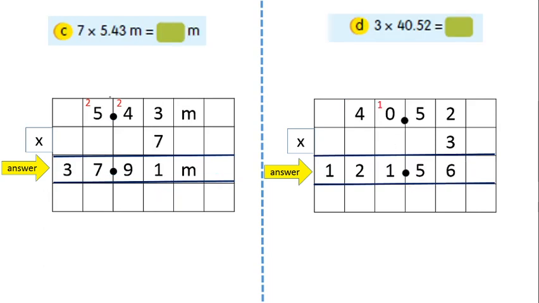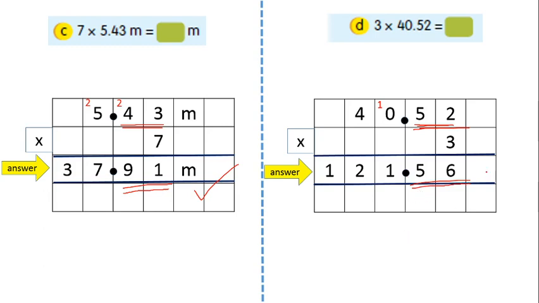Alright, next one. Question C, 5.43 meter times 7. So you calculate, you will have this answer. And here, it involves 2 decimal places. Ada 2 tempat perpuluhan. So jawapan pun kena ada 2 tempat perpuluhan. And don't forget to write the unit. Okay, next one, D, 40.52 times 3. So 2 decimal places involved. So your answer must have 2 decimal places also.